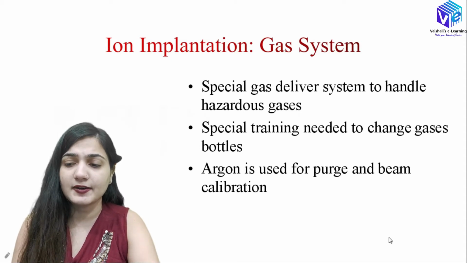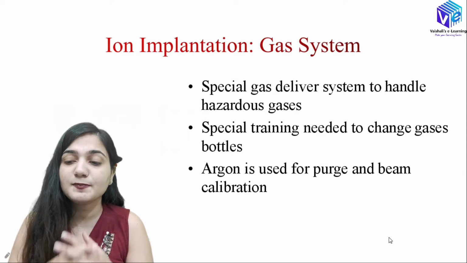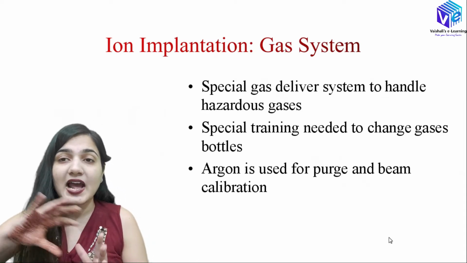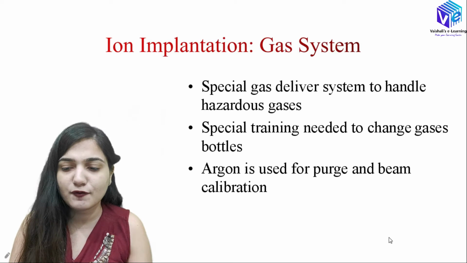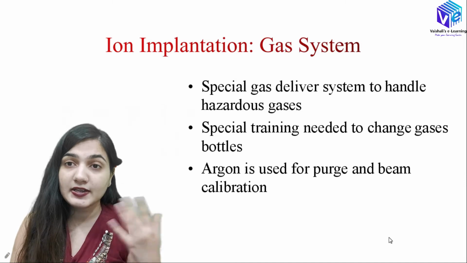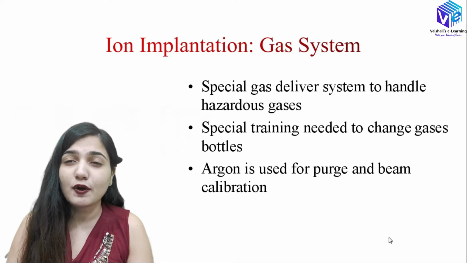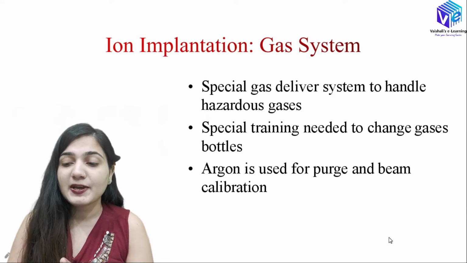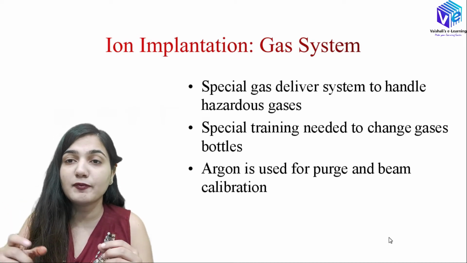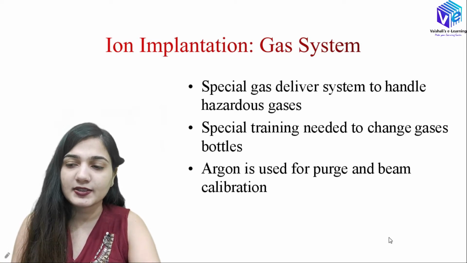Now coming to the gas system. In the gas system, as the name suggests, we are using all of the gases. So we have a special gas delivery system to handle the hazardous gases. Because it's a gas system, we will have a lot of gases involved here. If some hazardous gas leaks out, it will cause a lot of damage. To avoid that, special training is needed to change the gas bottles, so that there will be no leakage problem while changing them. Argon is used for the purge and the beam calibration in the gas system.